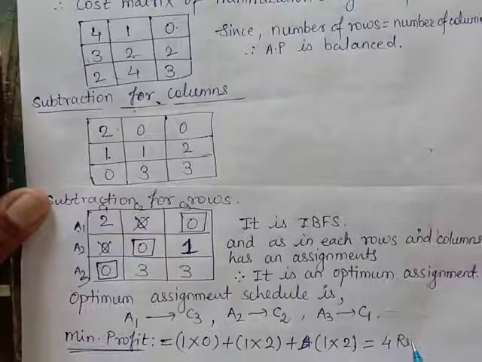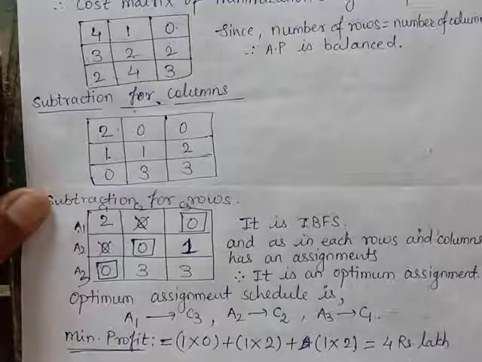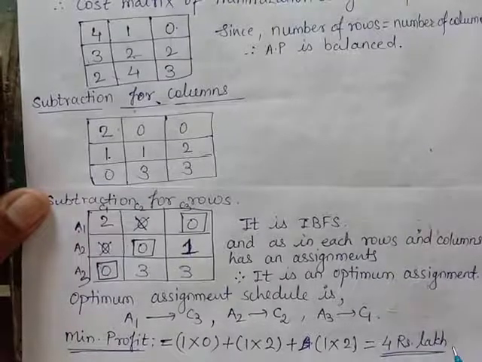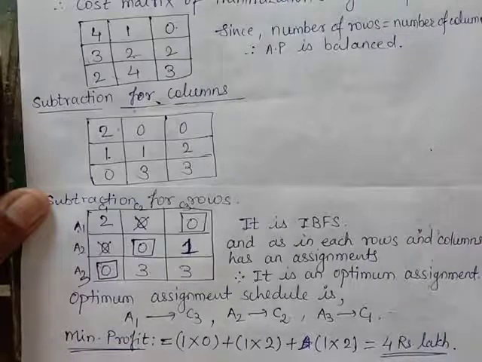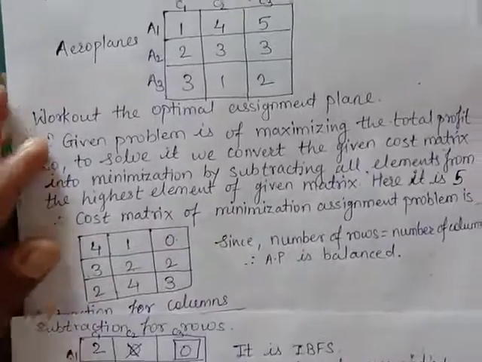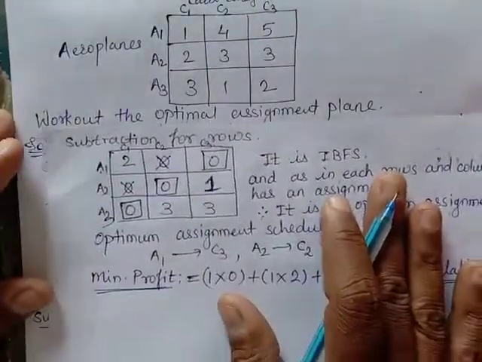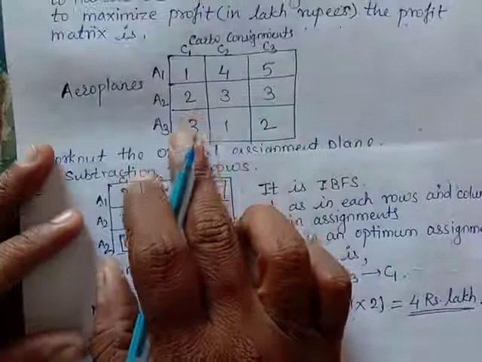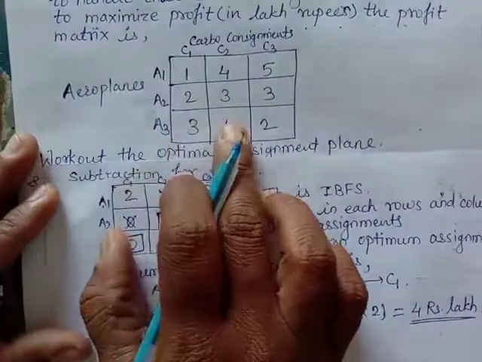This is rupees, but this is given in lakh. 4 lakh rupees is this. This is in lakh given to us. Minimum profit is that one. But we want a maximum profit. In the problem it is mentioned we want a maximum profit, and this maximum profit cost matrix is given to us. This is the original one.